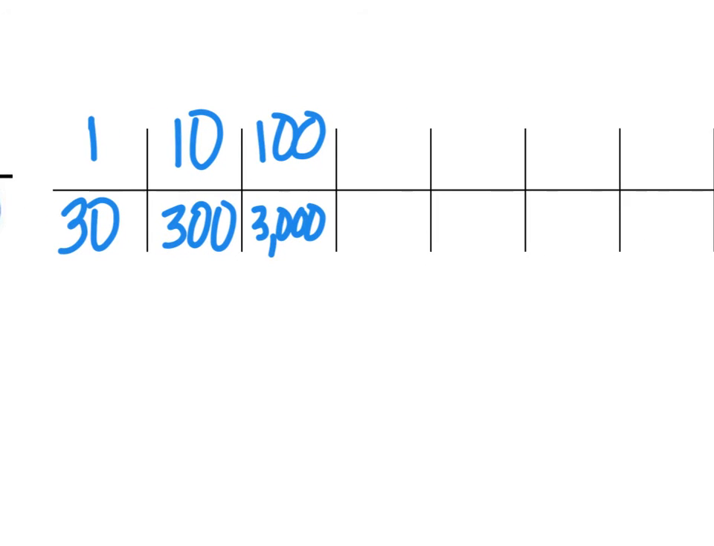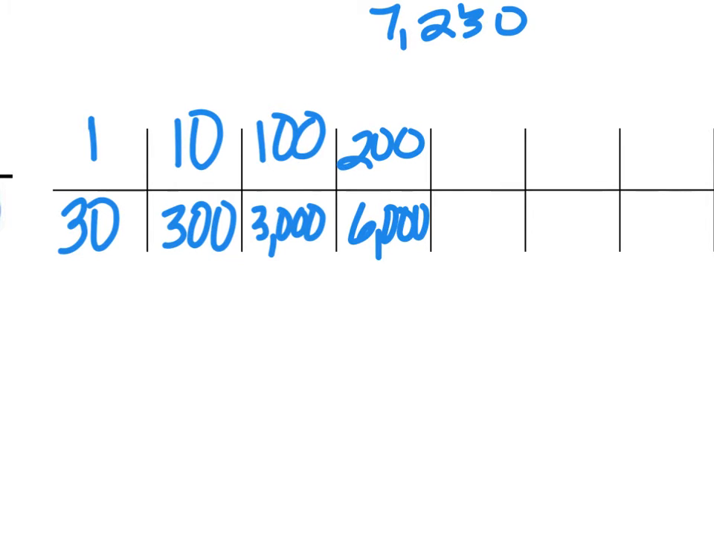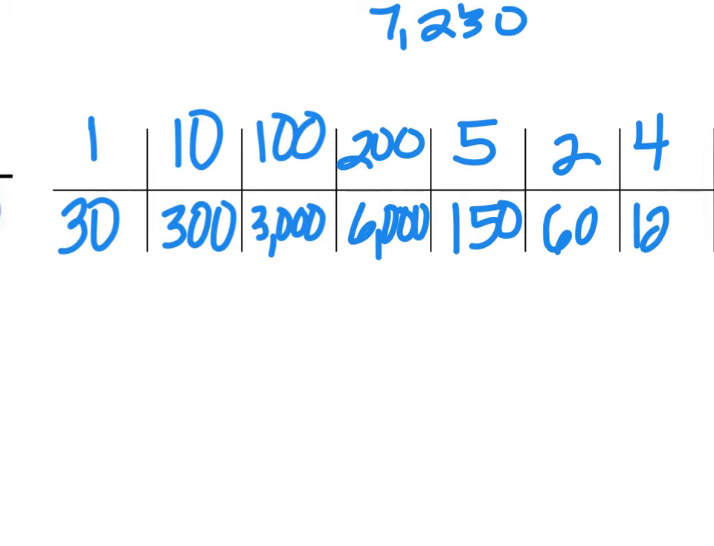7,230. I am not close yet, but I could do 200, which would get me 6,000. Oh, that feels closer. And 7,230, I'm going to write that up here just so I remember. I'm getting closer. What if I did 5? Well, half of 10 is 5, so half of 300 is 150. And then maybe 2 groups, so I remember that 2 groups of 30 is 60, and 4 groups of 30 is 120.